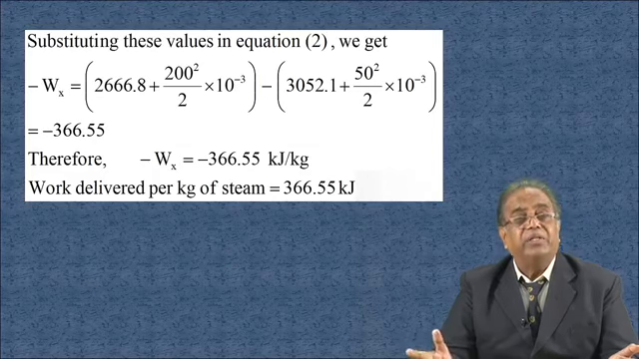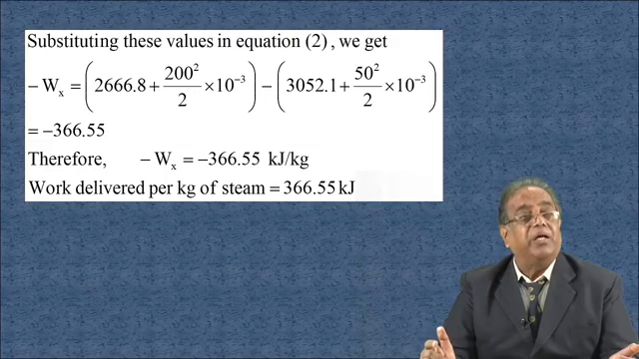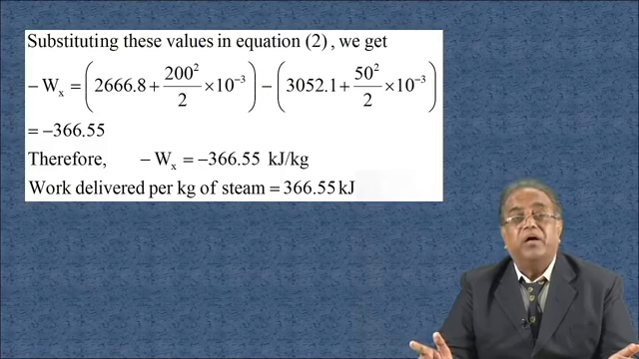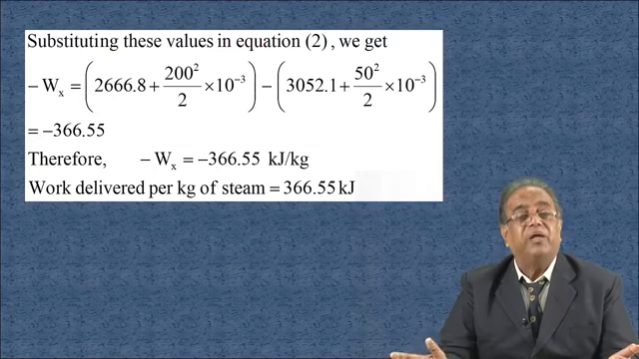So, at the entry point of the turbine, the entropy is S1, and at the exit point of the turbine, the entropy is S2. If it is a reversible adiabatic or isentropic process, then S1 is equal to S2.